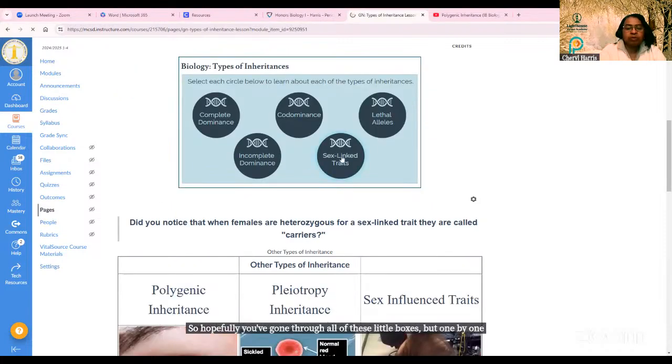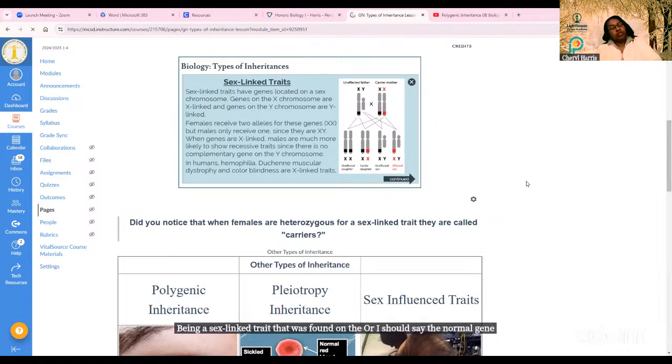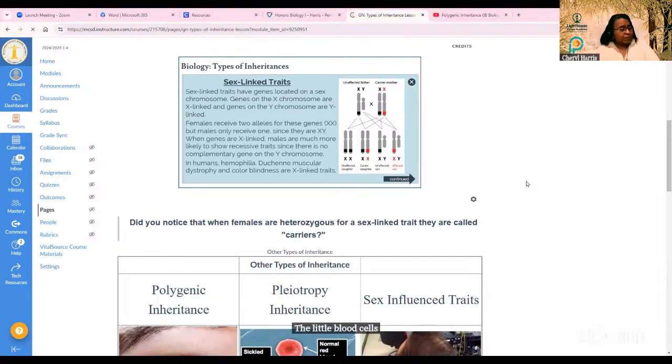So hopefully you've gone through all of these little boxes, but one by one, we're going to go through all of these boxes. So we did sex-linked trait, and we talked about hemophilia being a sex-linked trait, found on the, or I should say the normal gene. It is the normal gene for blood clotting. So a person who has hemophilia is not able to clot their blood. So if they get a cut, the blood cells that always accumulate at the site of the cut don't happen. So the person will continuously bleed all the time. So you have a gene that controls that.